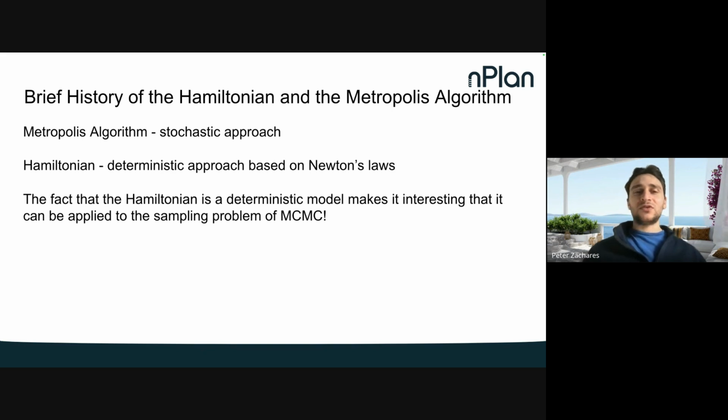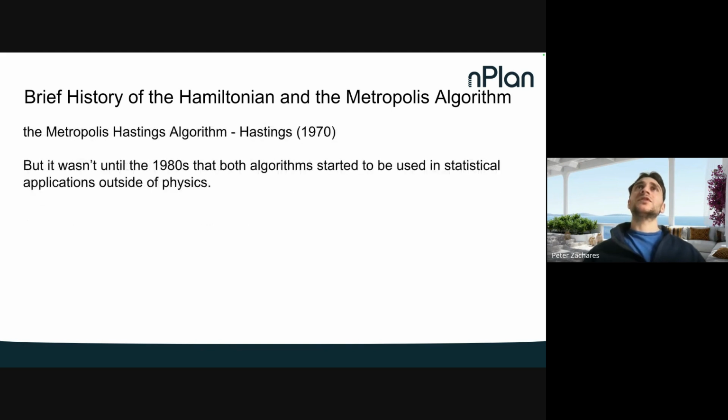They both come from the same problem, which maybe isn't too surprising, and then we found a way to apply them to a large number of statistical problems, but both come from physics. The Metropolis algorithm was produced in 1953, but it wasn't until 1970 that the Metropolis-Hastings algorithm was created, and that's the more popular one to use. And it was in the 1980s that all of these algorithms started to be used in statistical applications like MCMC.